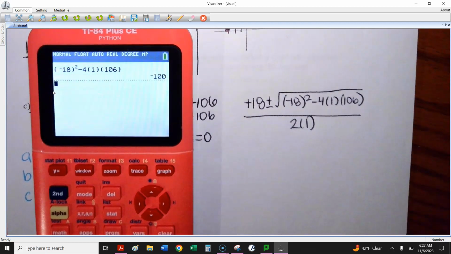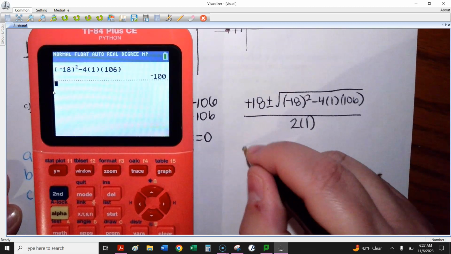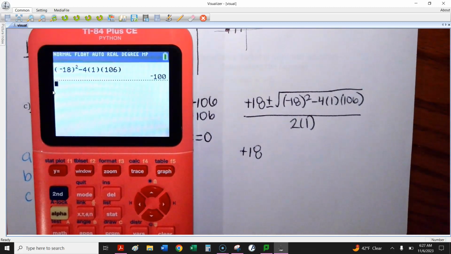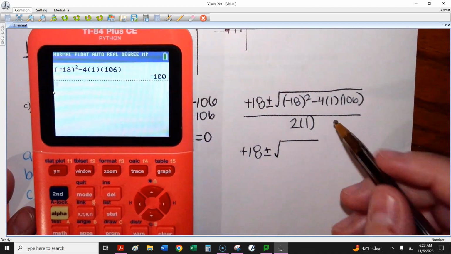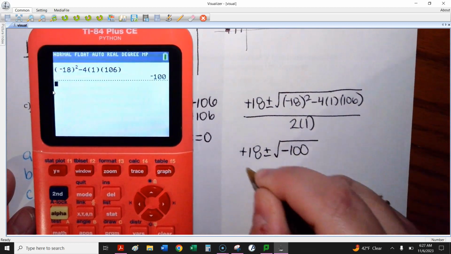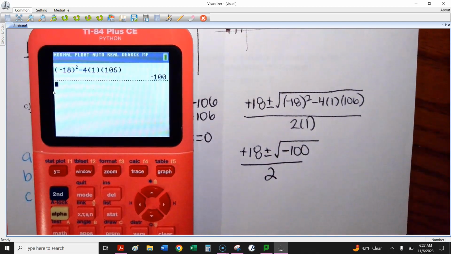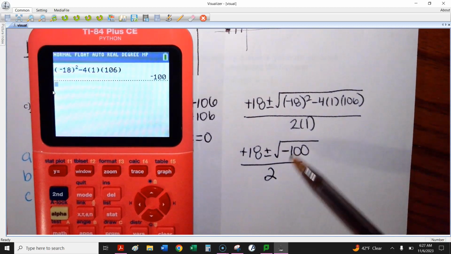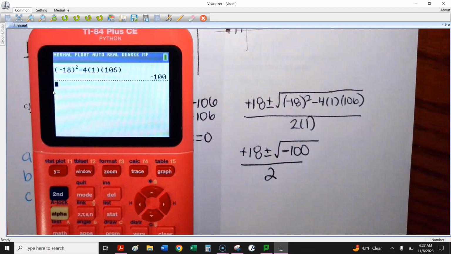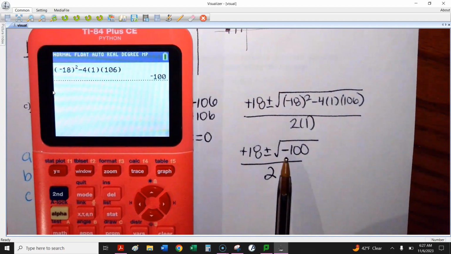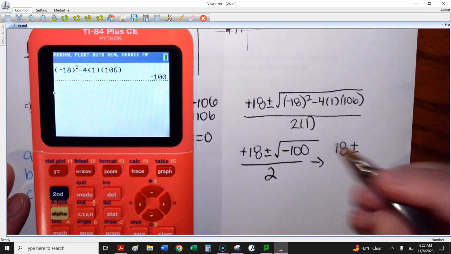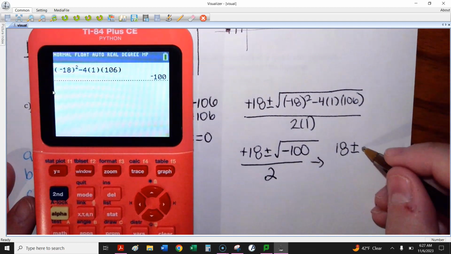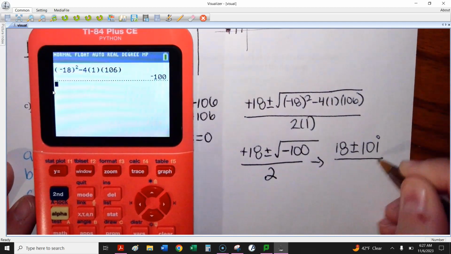Okay, now this ends up being negative. So 18, I don't need the plus sign. I didn't include the square root. I just figured out what was under the square root. But this is negative 100. This is over 2. Now, this is also nice for us because negative 100 is a perfect square in imaginary land, if you remember. But as soon as I've got a negative under that square root, we're going to end up with an i in our answer here. So I'm just going to write 18 plus or minus. Now, this negative 100 under the square root simplifies to 10i, everything over 2.